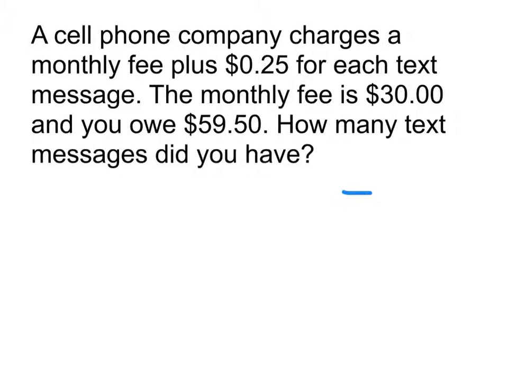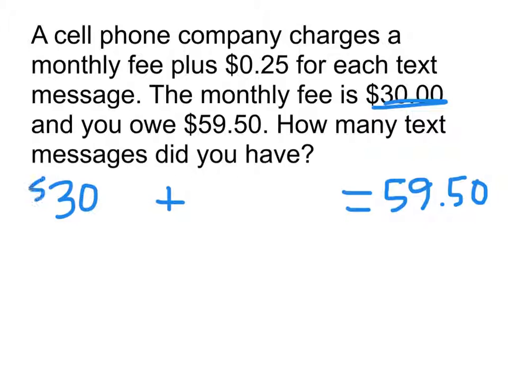All right, so our total, the amount that we owed, was $59.50. Okay, now there's a monthly fee for $30. So that's our starting amount, $30. Plus, for every text message, we paid 25 cents. Now, I made T my variable because I want my variable to represent the answer to the question, the number of text messages. So this is my equation.